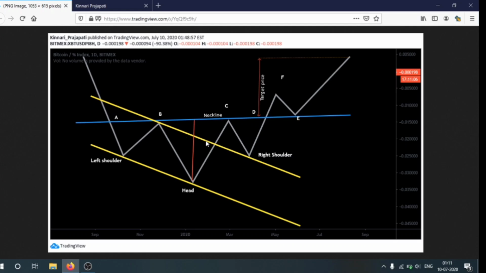This pattern contains three successive peaks, that is left shoulder, head and right shoulder. The middle peak, that is the head, is the lowest, and the two outside peaks, that is the left and right shoulder, are high and roughly equal.